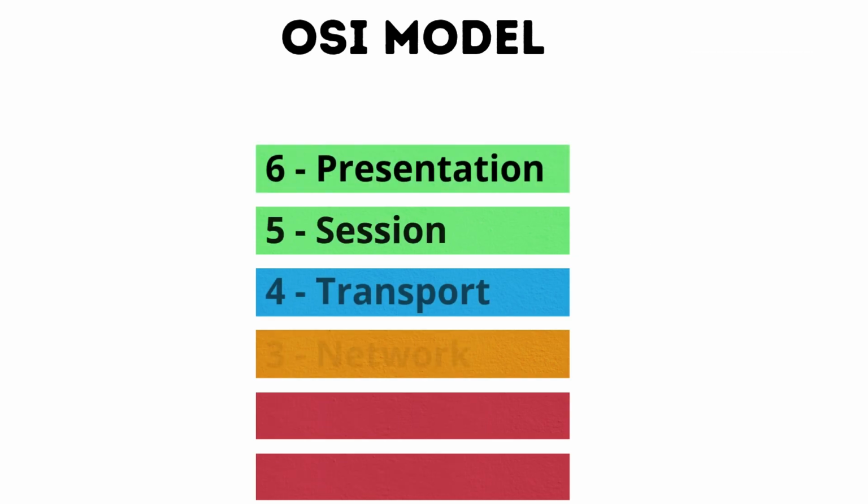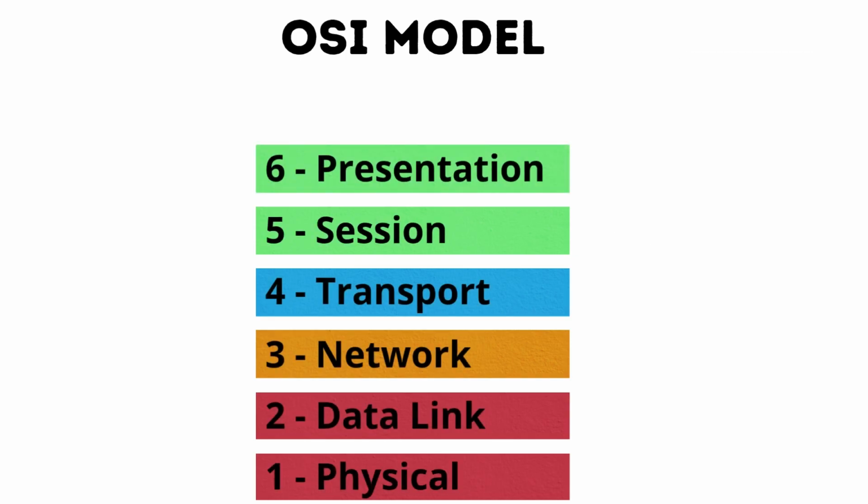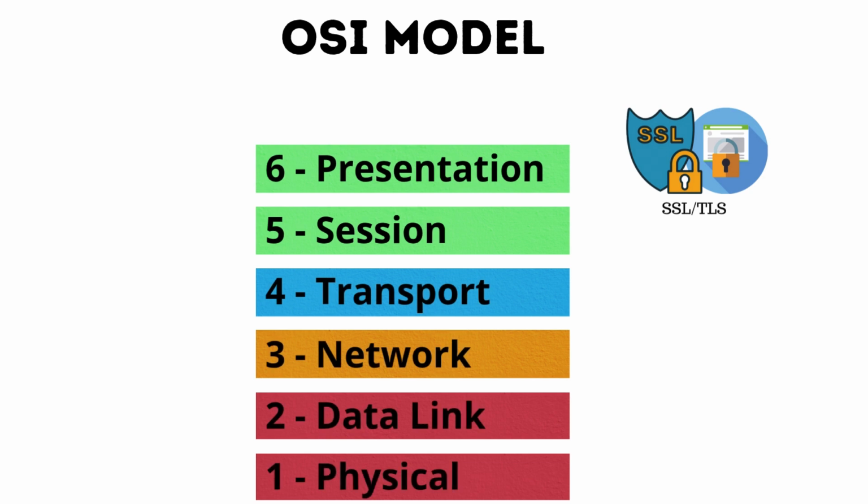The presentation layer is all about data formatting, encryption, and compression. It translates data between the application and the network. It turns images, videos, or characters into formats the system understands. An example of that is SSL/TLS connections.